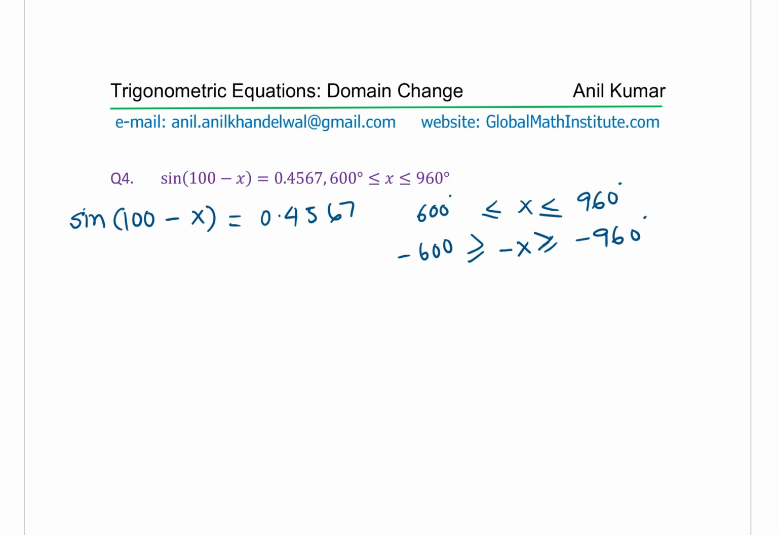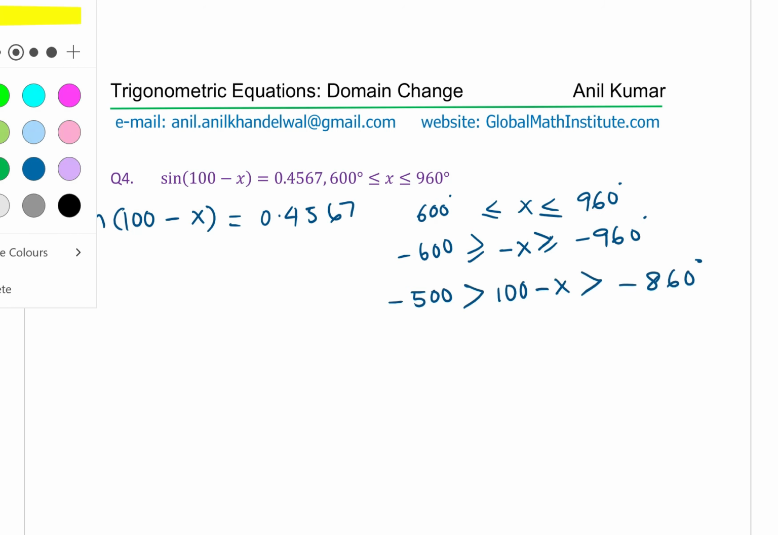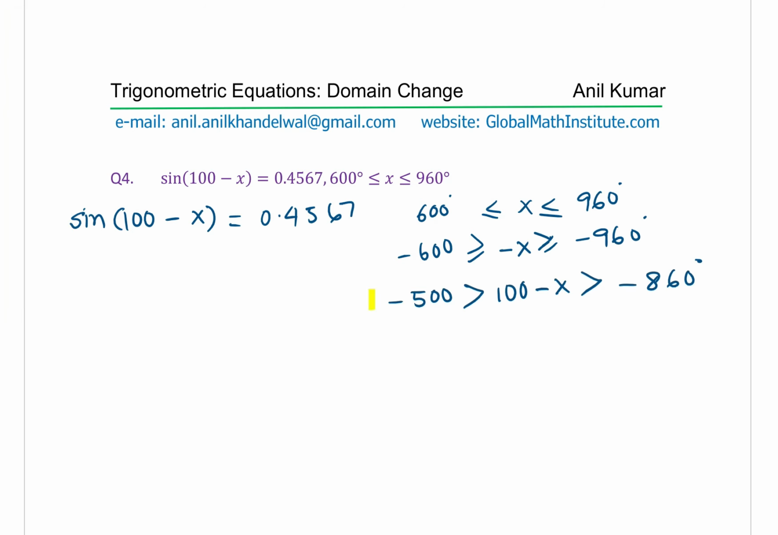And now we have to add 100. So we get 100 minus x should be, adding 100 to this will really mean that it is minus 860 degrees, and this will be minus 500 degrees. Correct? So we need to really get our values within this particular interval for 100 minus x. Does that make sense to you? Correct? So that is the first step.